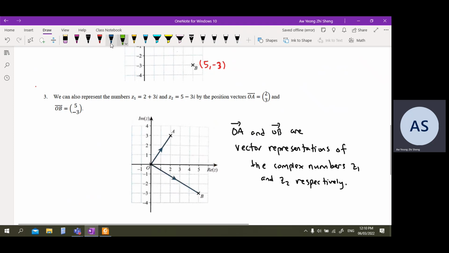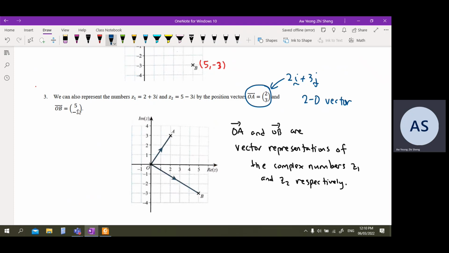So for example, the vector OA that represents the complex number 2 plus 3i is the vector 2i plus 3j. This is the vector 2i plus 3j, which we usually prefer to write in a vertical bracket form. So this is only a two-dimensional vector.